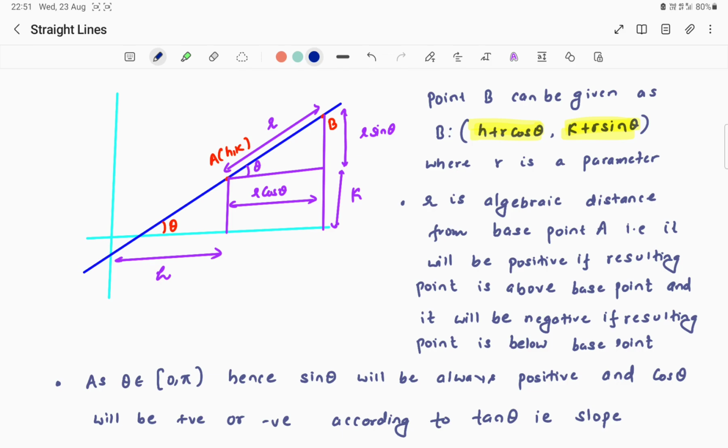Now as I have told you, r can be plus or minus both, because if the point comes in the other direction, it will become minus.